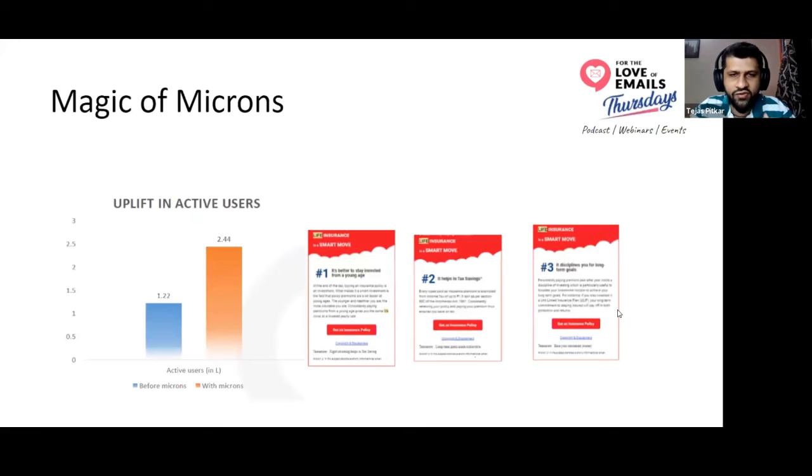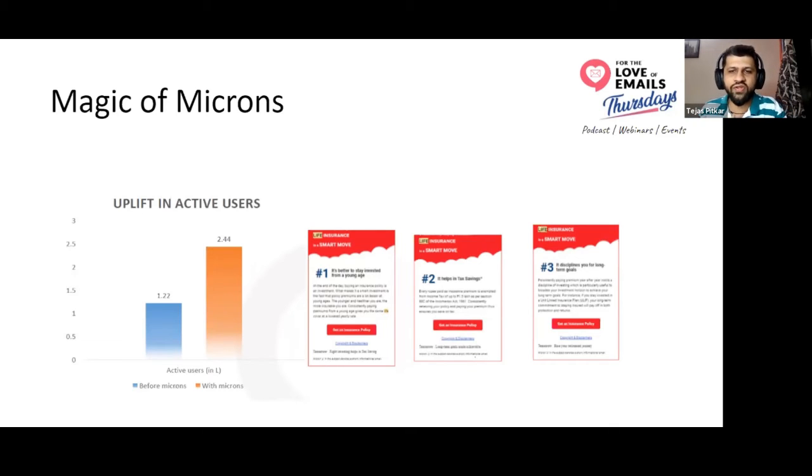Now, as you can see on the right side, these were a series of very short emails that we sent, less than 200 words, with a very clear and bold CTA in every email. And since sending those emails, in a matter of 2 weeks or so, we got an uplift in active users.